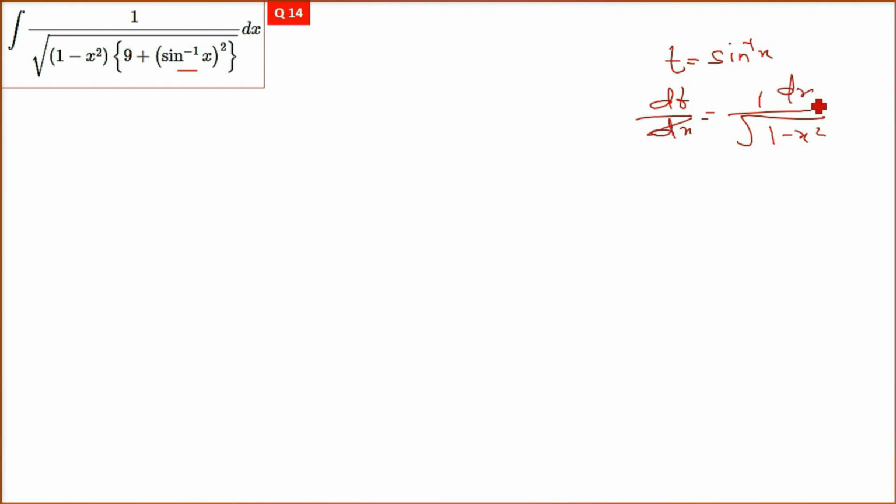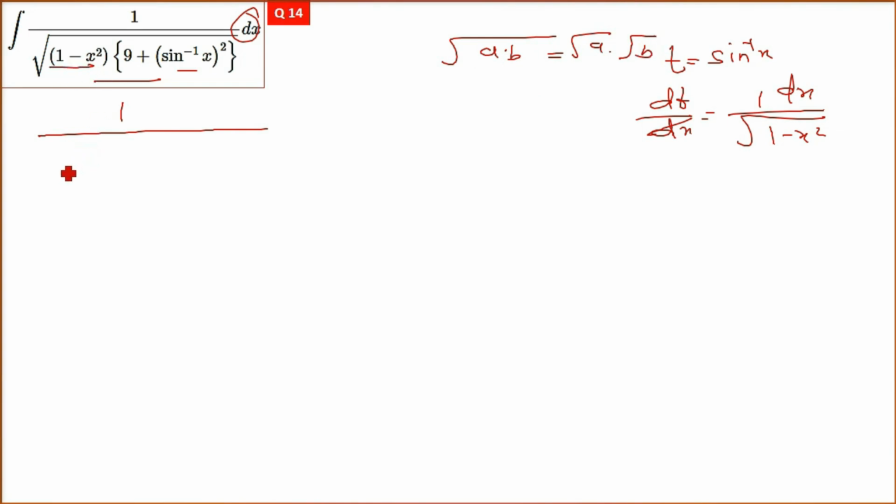dx I am taking here now. So this dx and this under root 1 minus x square. In this under root, there are two terms. So let me resolve it. And you already know under root a into b will be equal to under root a into under root b. So you can just separate them out, 1 minus x square here, and this will be 9 plus sine inverse x whole square.